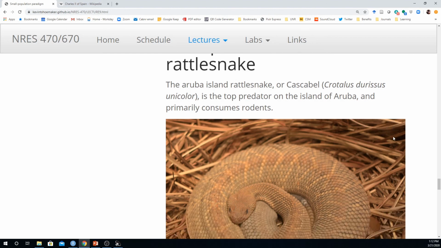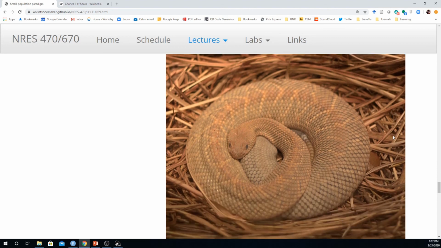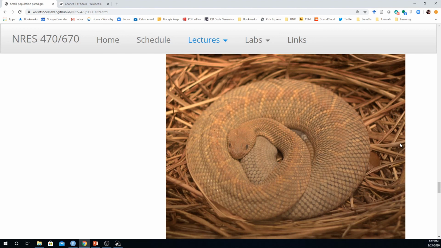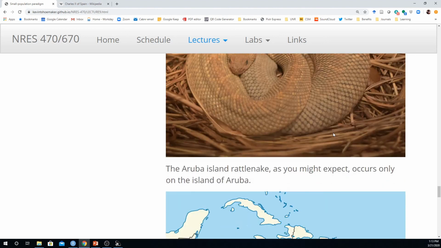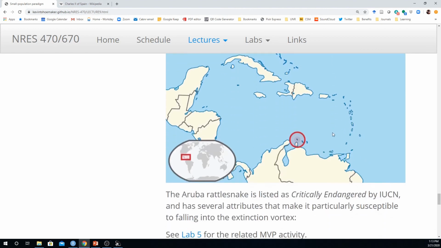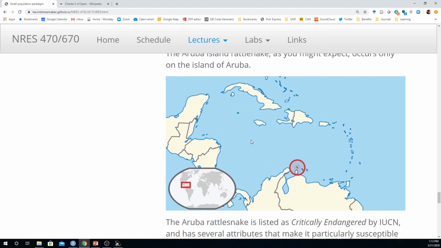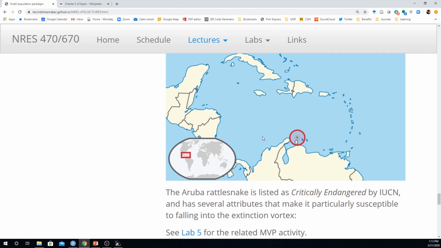So here is the Aruba Island rattlesnake, or the cascabel. It is a critically endangered species, and its case kind of brings up a number of important small population related themes. So here is the island of Aruba. It's a very small island off the coast of Venezuela, and you can see it's just geographically super small, and that raises a number of concerns right away.